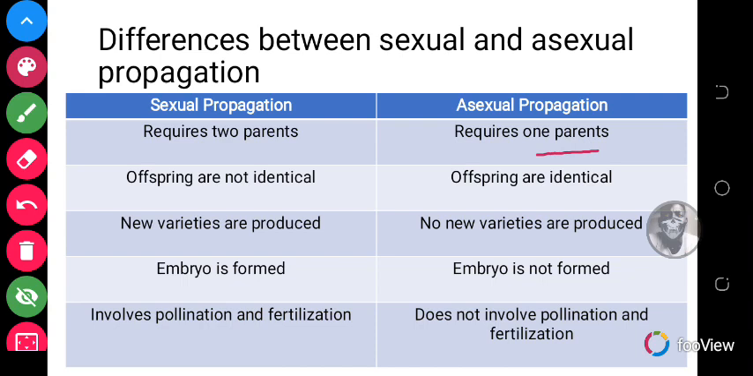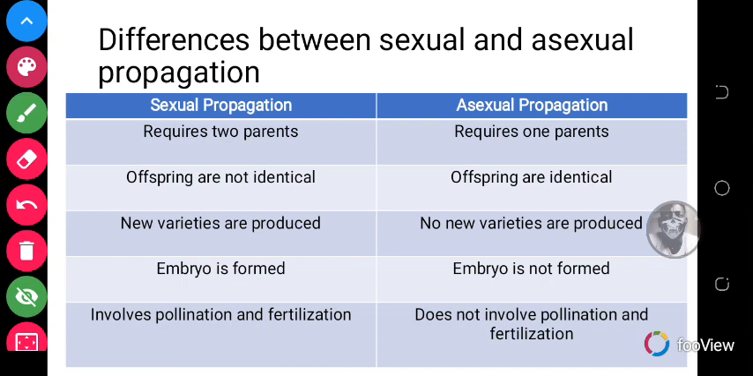Also, offsprings are not identical in sexual propagation. You can have a flower which is red, but after seed propagation it's likely to be yellow in color. So it's not guaranteed that you are going to have the same type of plant. But for asexual propagation, we are just going to have exactly the same type of plants.